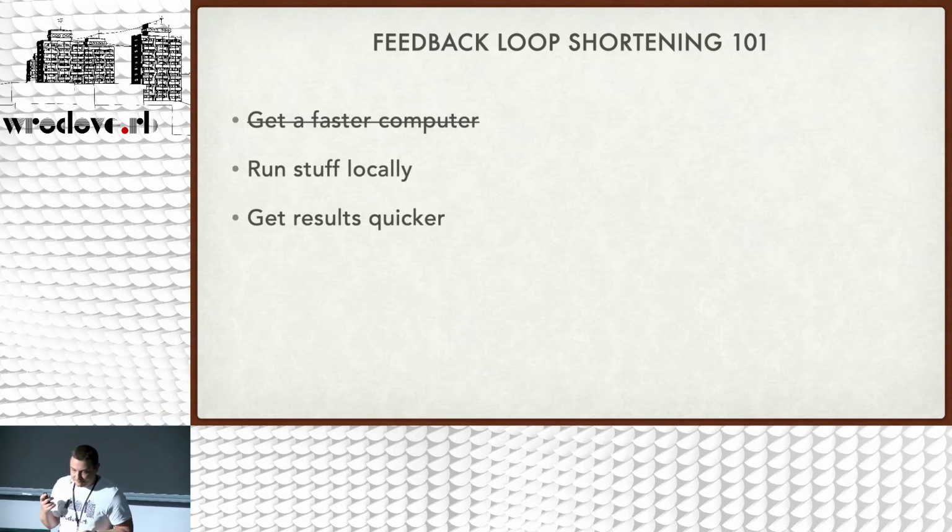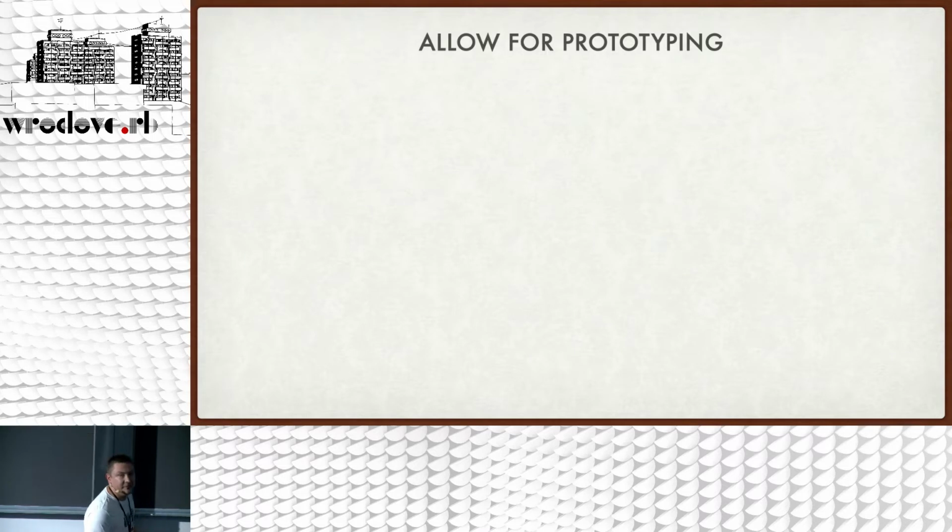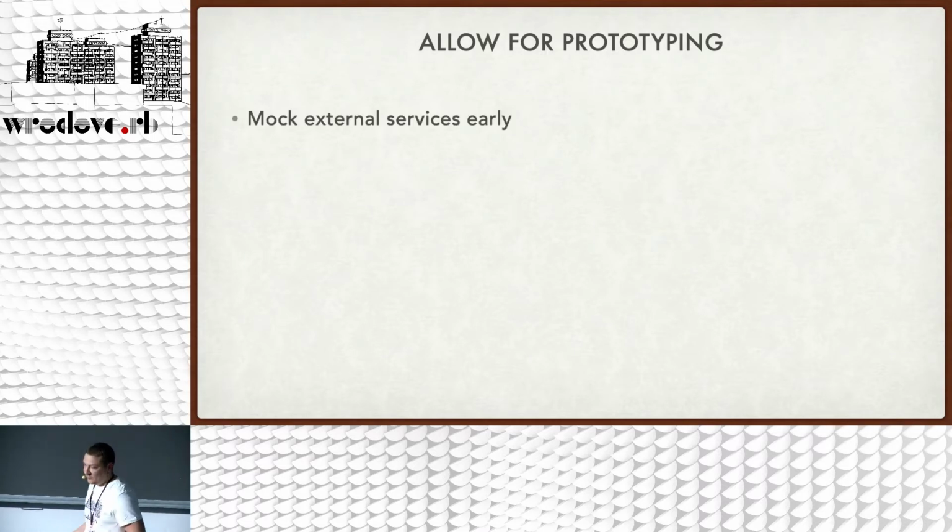OK, we have this thing out of the way. This is the easiest solution, just spending money. Probably software house CEOs hate me right now because I'm talking about spending money. But the second thing is to run stuff locally. And to run stuff locally is basically to allow for prototyping things. This is the most important part of running stuff on your local machine.